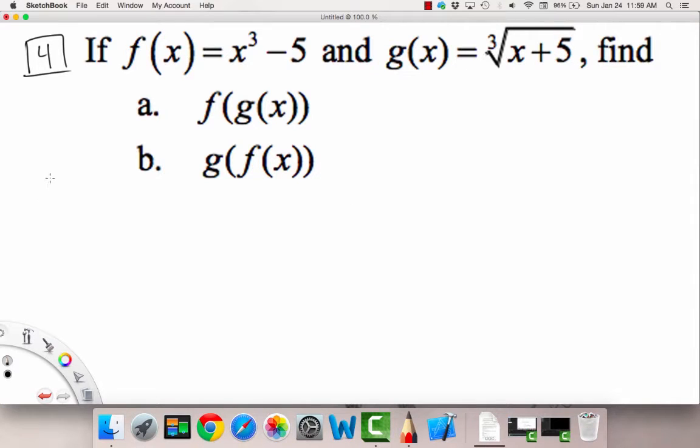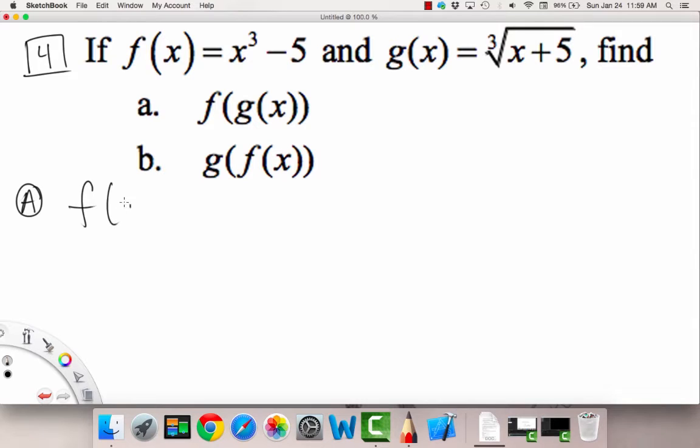Alrighty, here is number 4. We say if f of x is equal to x cubed minus 5, and g of x is equal to the cube root of x plus 5, we're going to find two things. For part A, we're asked to find f of g of x, the composition of f and g. Part B asks us to find the composition the other way, g of f of x. Let's work on part A first.